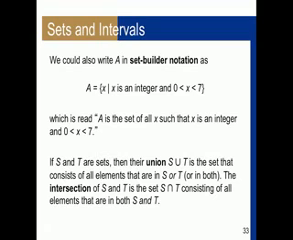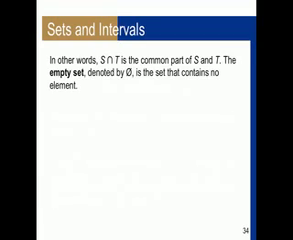If S and T are sets, then their union, S ∪ T, is the set that consists of all elements that are in S or T, meaning in either one. The intersection of S and T, with an upside down U, is the set consisting of all elements that are in both S and T. In other words, the intersection is the common part of S and T. The empty set, denoted by a 0 with a slash through it, is the set that contains no elements.